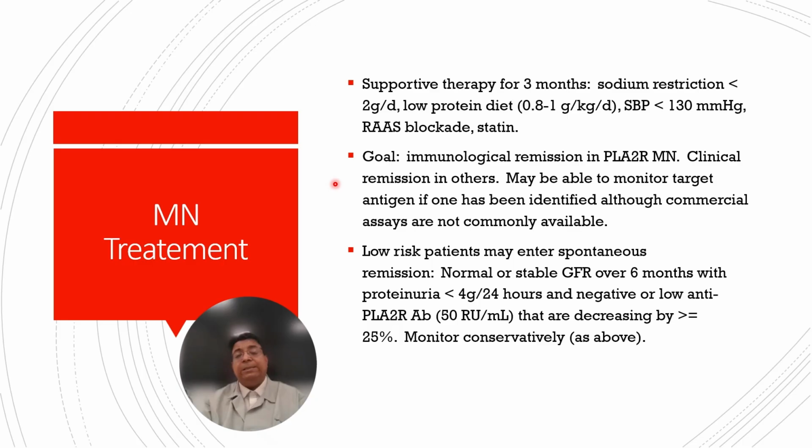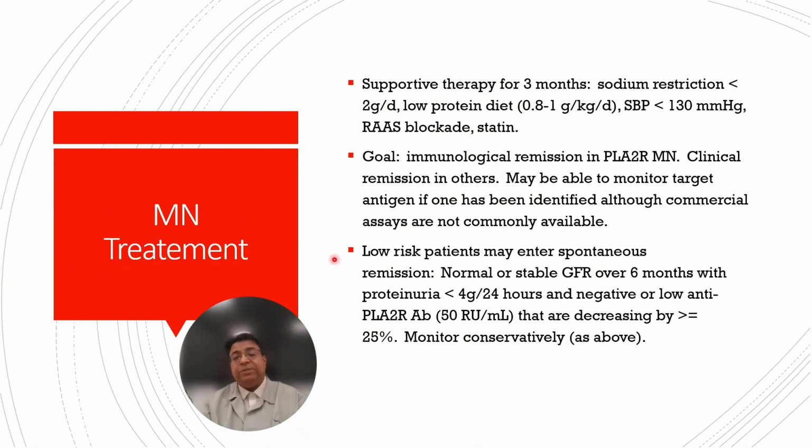The goal in membranous nephropathy is immunological remission in PLA2R membranous nephropathy and clinical remission in others, i.e., decrease in proteinuria. If you know what the target antigen is, one can try to monitor the target antigen, but commercial assays are not commonly available, so that may be difficult.